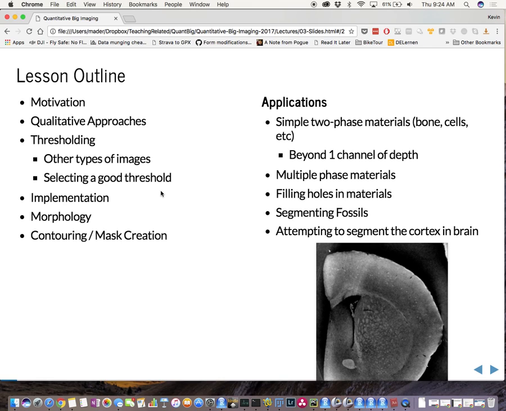Then filling holes in materials. How do you connect things together? And then looking at more complicated things like segmenting fossils. That will be one of the things that the exercises today focus a little bit on. These are the more challenging ones to play with the data and see how it looks in 3D. One of the other cases we'll have is attempting to segment the cortex in the brain. This is a CT image of a rat brain, trying to identify a region like this as being the cortex and what techniques you might need for doing that.